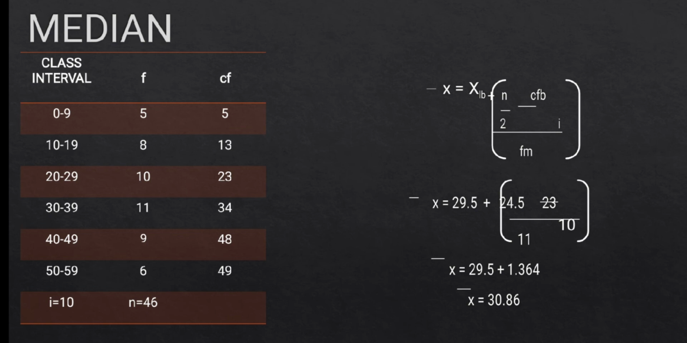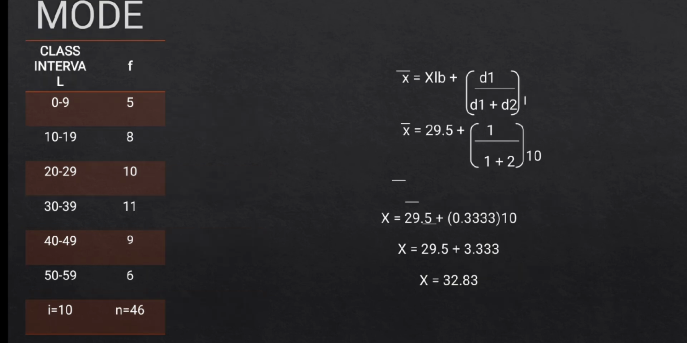This means that 30.86 or 31 is what's in the very middle of the data set. Everything above 31 minutes is the upper 50% of the proposed length of recess, and everything below that is automatically the lower 50%. Now, let's solve for the mode.